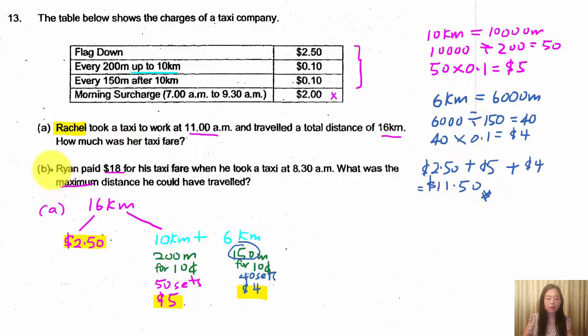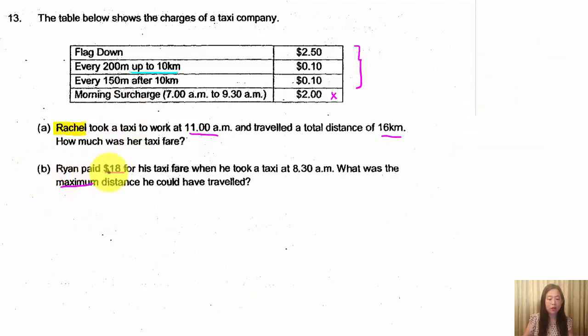So now we have to do B. Ryan paid $18 for his taxi fare when he took a taxi at 8:30. What was the maximum distance he could have traveled? So, since he took the taxi at 8:30, he has to pay the flag down rate and also the surcharge. And of course the distance traveled.